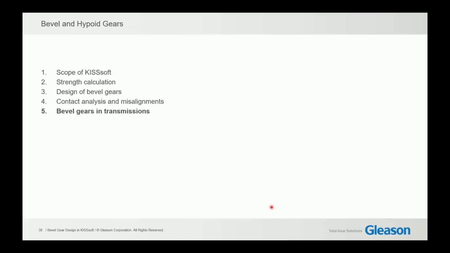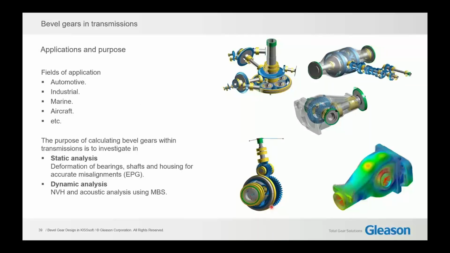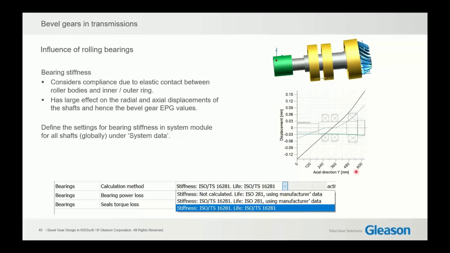Let me come to the last point, the bevel gear in transmissions. Bevel gears are applied in almost all the fields of application. You can see here a selection of system module files. And the purpose is typically to analyze in static behavior and in dynamic behavior. In the next slides, I would like to give you some points which you should consider. For the static analysis, it's important to consider bearing including stiffness.